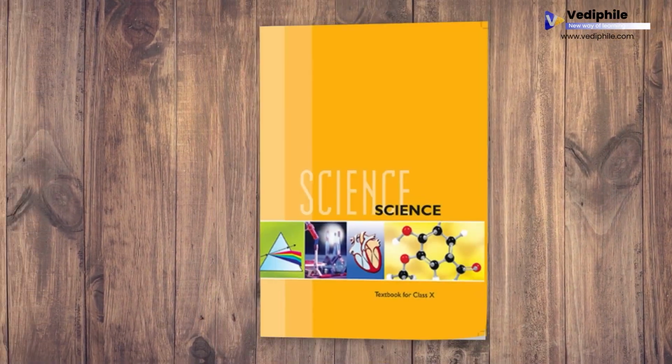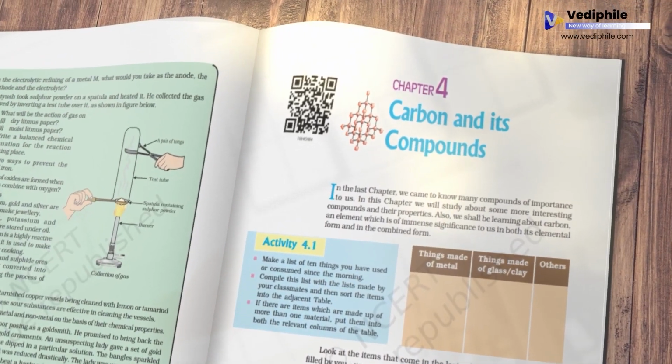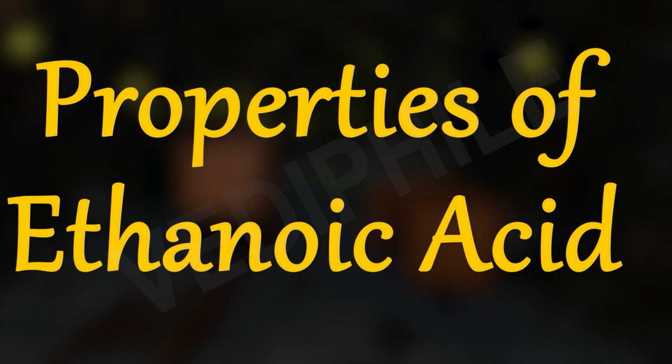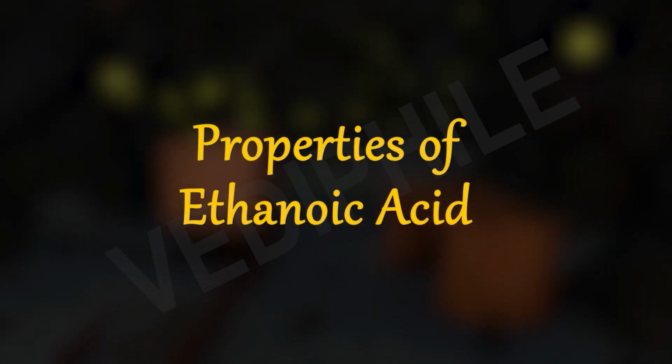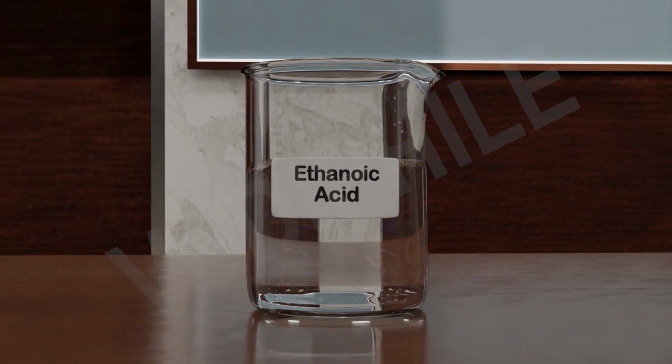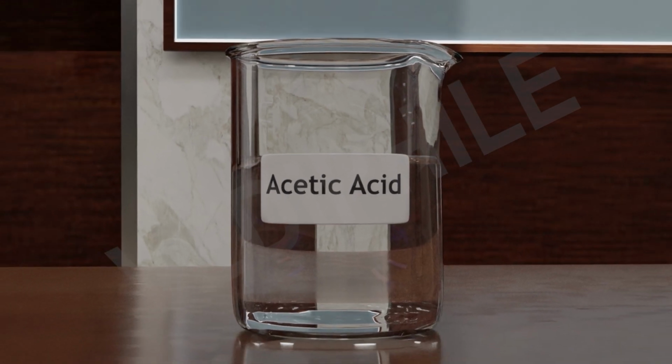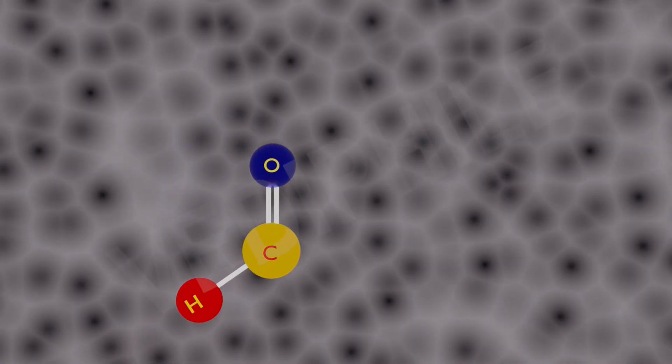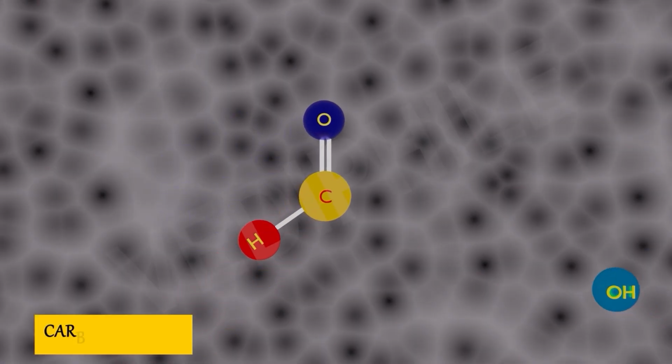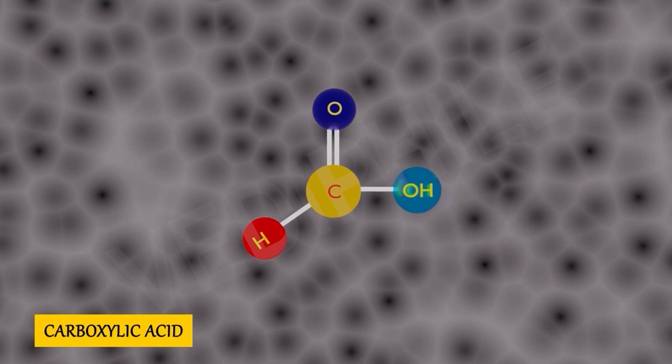आज का चैप्टर क्या है? Today's chapter is Carbon and its compounds. Properties of ethanoic acid. So, ethanoic acid is commonly called acetic acid. It belongs to a group of acids called carboxylic acids.